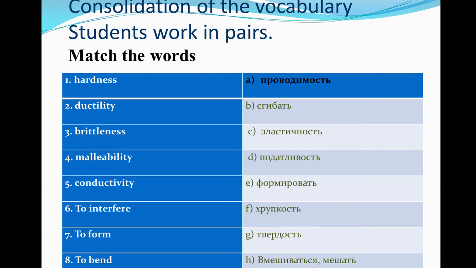Well, consolidation part. You are going to match the words in the first left column. You have words in English, and on the right column you have words in Russian. So you have to match the equivalents in Russian and in English. For this work you are given 2-3 minutes.